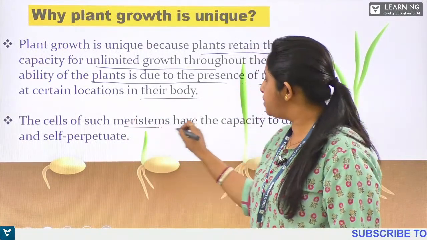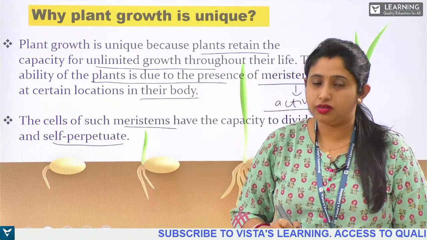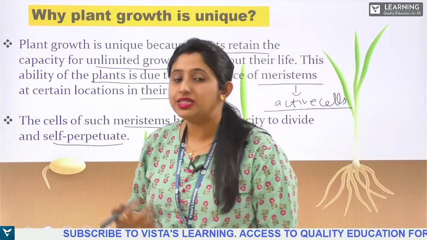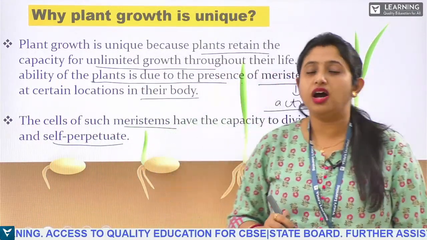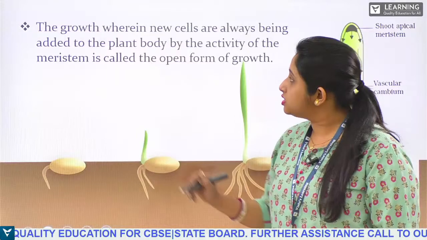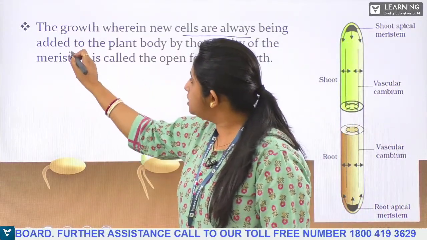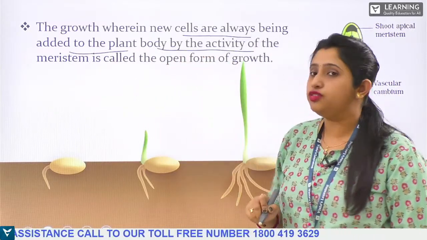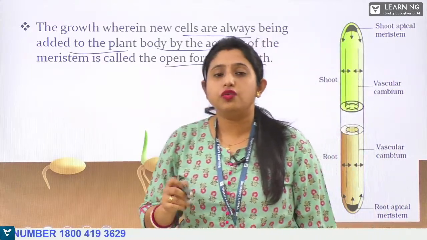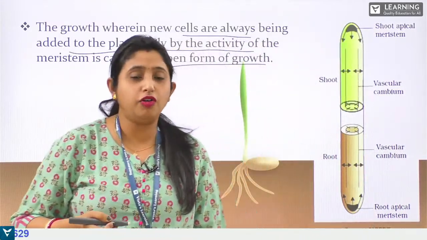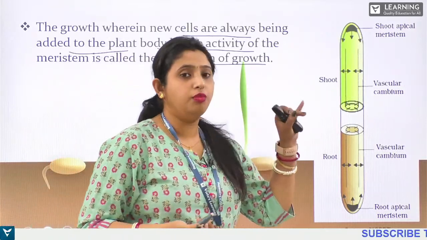Next, the cells of such meristem have the capacity to divide and self-perpetuate. So these meristematic cells have the capacity to divide and self-perpetuate, because of which the plant growth is unique. Next, the growth when new cells are always being added to the plant body by the activity of the meristem is called the open form of growth. So when the growth is taking place with the activity of meristem, it is called the open form of growth.